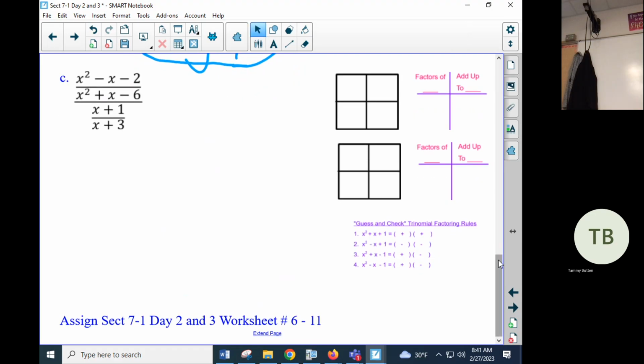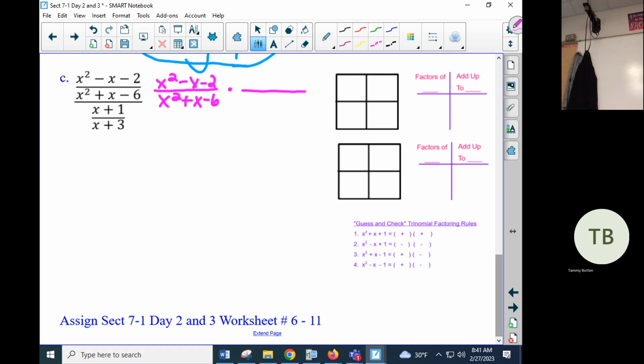Now we have one more. So we have x squared minus x minus 2 over x squared plus x minus 6. And like I said, if you wanted to skip a step, you could change it to multiplication right away and flip those, which I'll do. I'll make this x plus 3 and this x plus 1. So we have to factor two trinomials again.